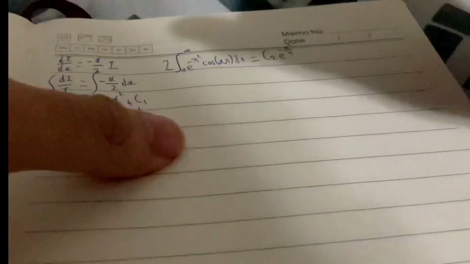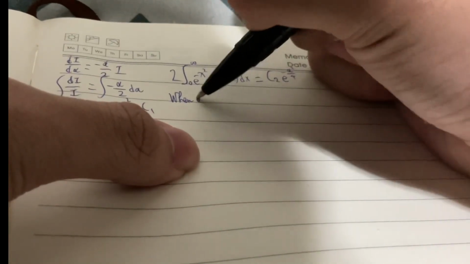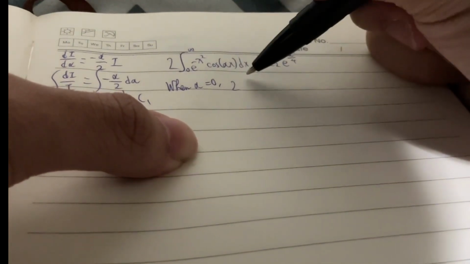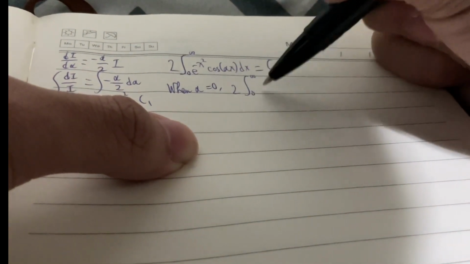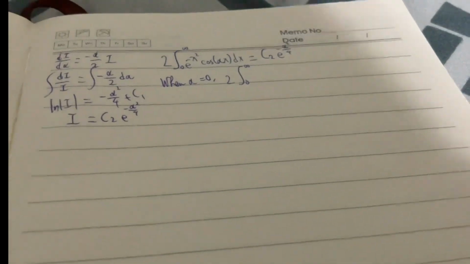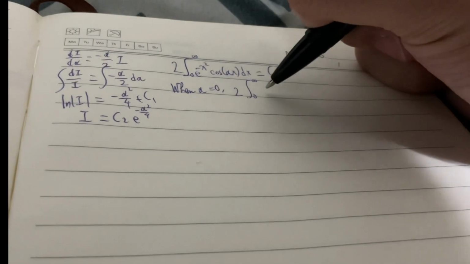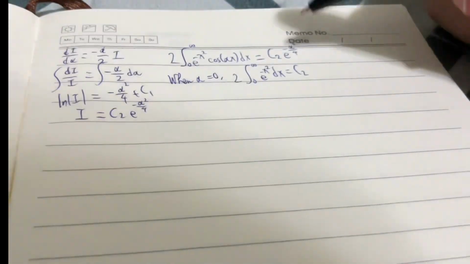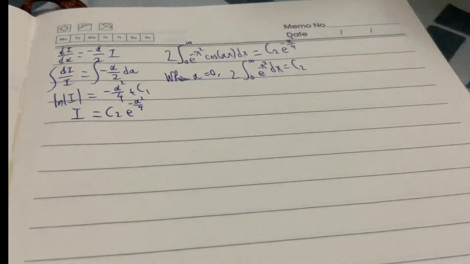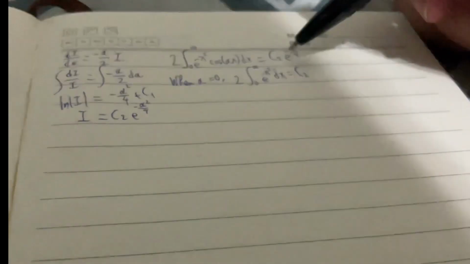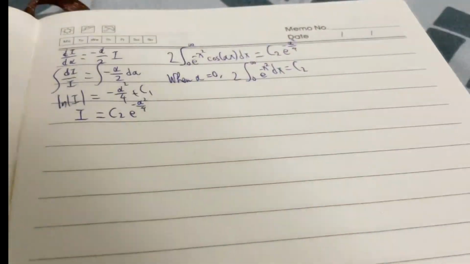Here, we're gonna let alpha equal 0, you see what happened. 2 times the integral of, when you put 0 inside alpha, you get cosine 0. Cosine 0 is just 1, so never mind, multiply by 1. So the integral of e power of negative x squared dx is equal to c2, and then put 0 inside the alpha, you get the 1. So e power of 0, and then 1 multiplied by c2 is just c2.